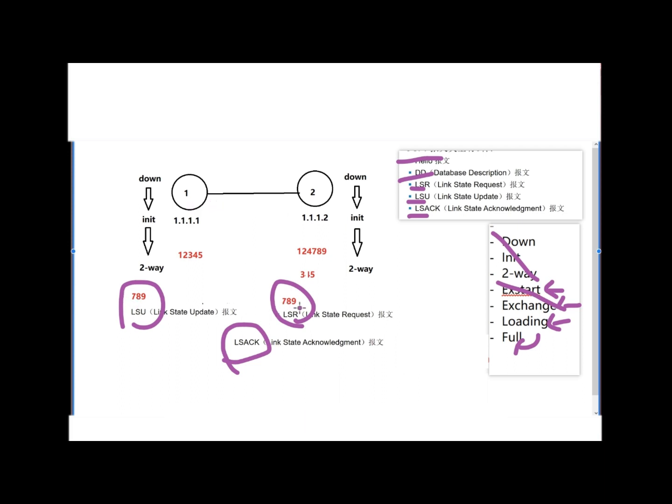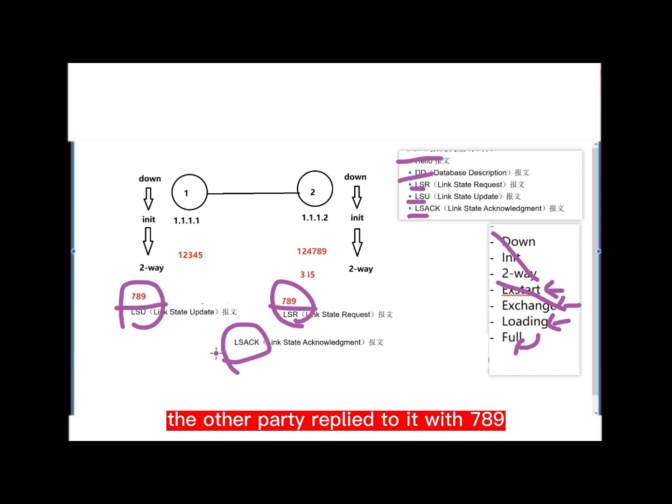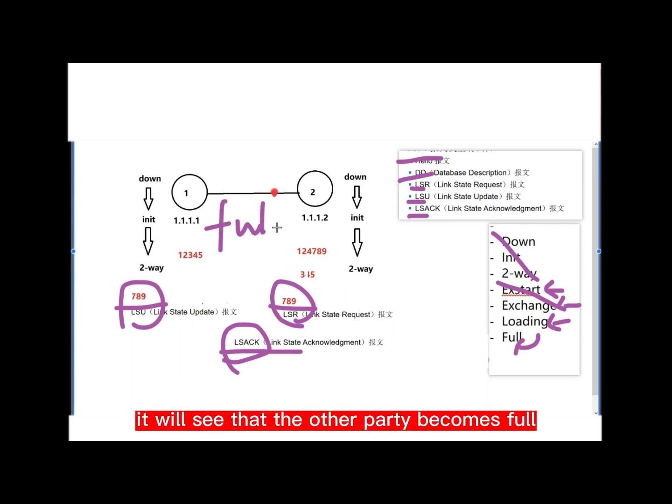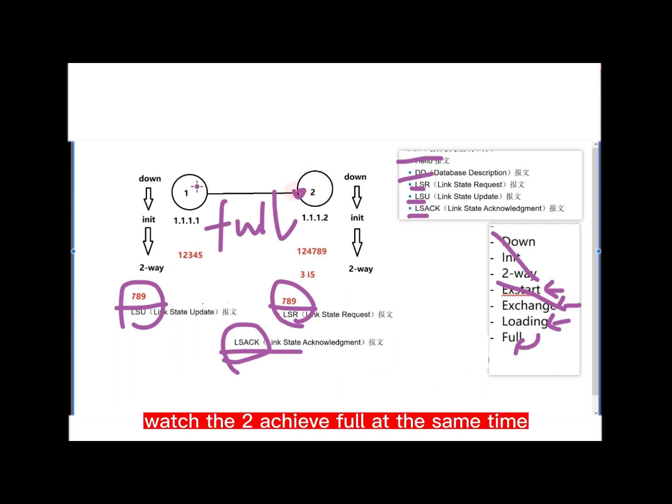For R1, it requests 789. The other party replied to it with 789. It returns confirmation to the other party. Then it ends in the loading state. It will see that the other party becomes full. Why do we often watch the two achieve full at the same time?